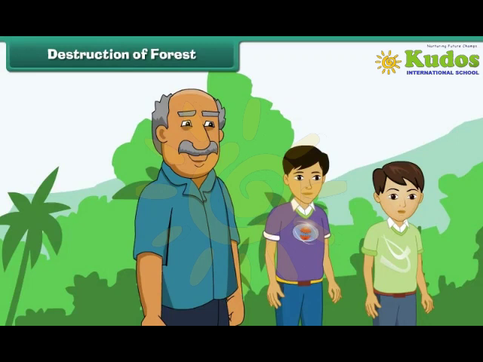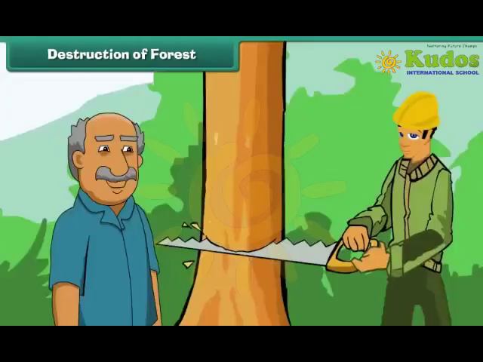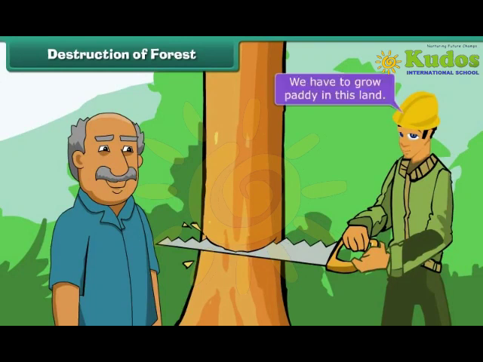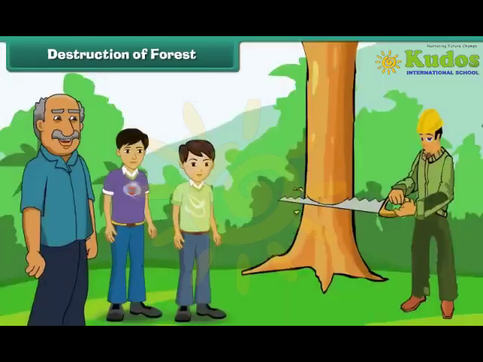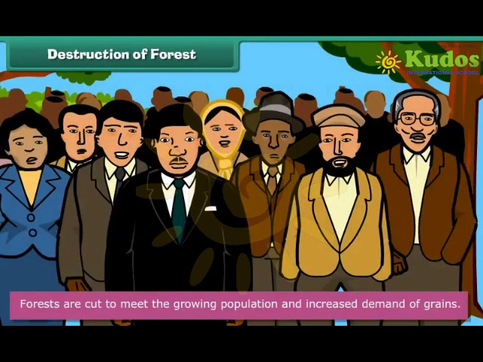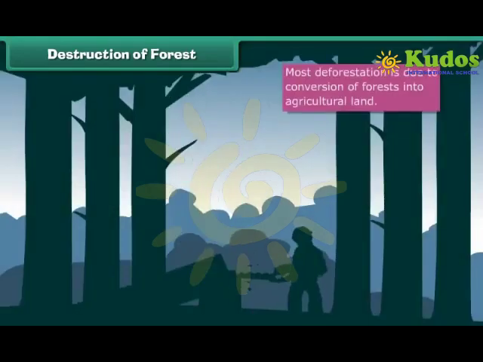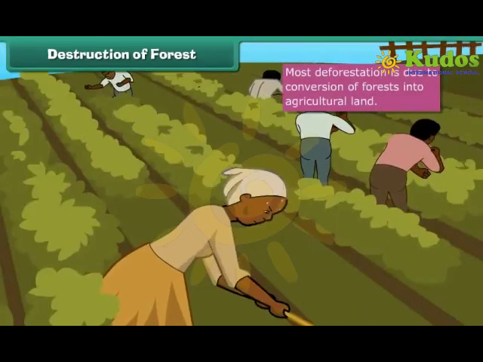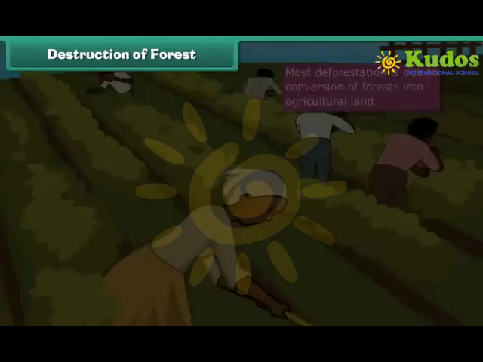Destruction of forest. When Shyam, Ram and their uncle reached the other end of the forest, they saw some people were cutting the trees. Why are you cutting these trees? We have to grow paddy in this land. Uncle told Shyam and Ram that due to growing population and increased demand of grains, the forests are being transformed into cultivation land. Most deforestation is due to conversion of forests into agricultural land.